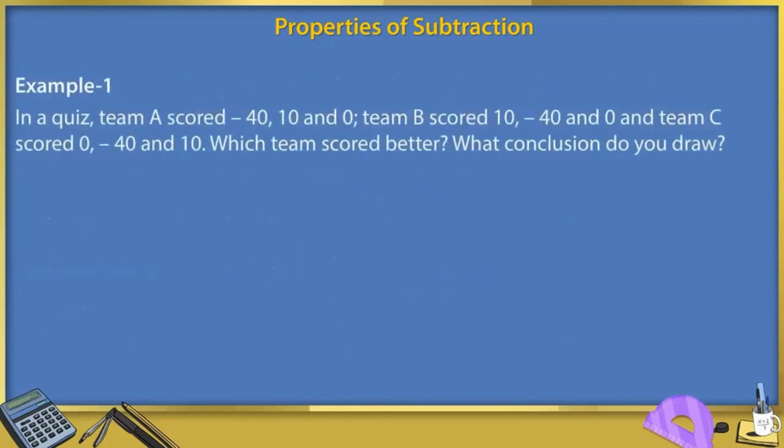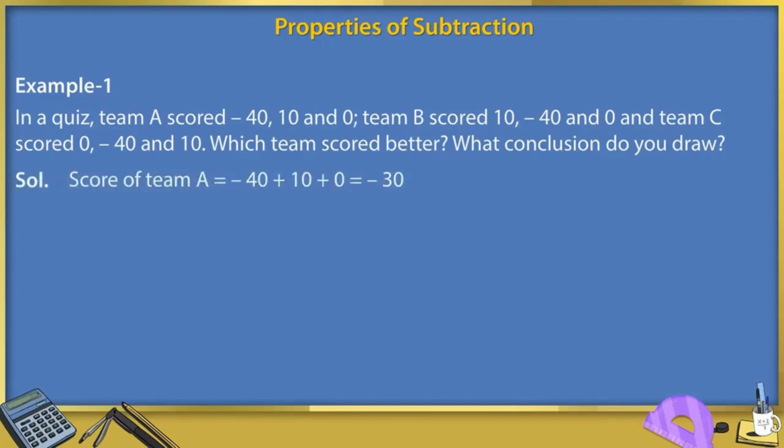Example 1. In a quiz, team A scored -40, 10 and 0. Team B scored 10, -40 and 0. And Team C scored 0, -40 and 10. Which team scored better? What conclusion do you draw?